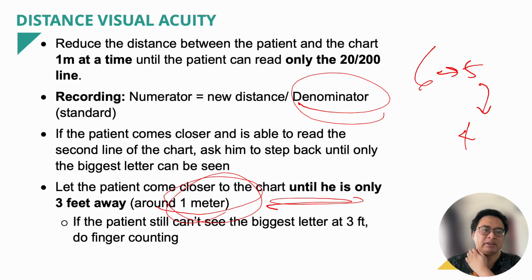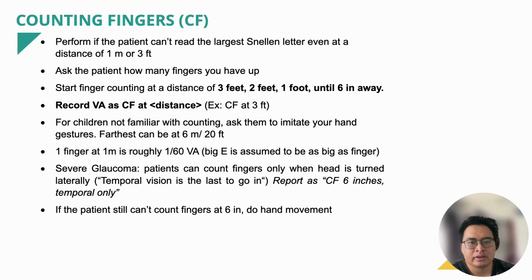Okay? But if the patient at 1 meter is still unable to read the biggest letter, then you should proceed to finger counting. How is finger counting done? Let's look at the next slide. In finger counting, simple lang. Ilan po ba ito nakikita nyo? No? So the patient should be able to properly report it.